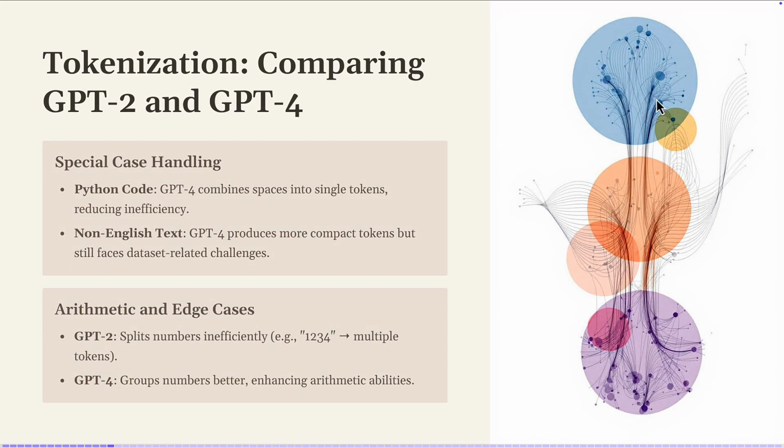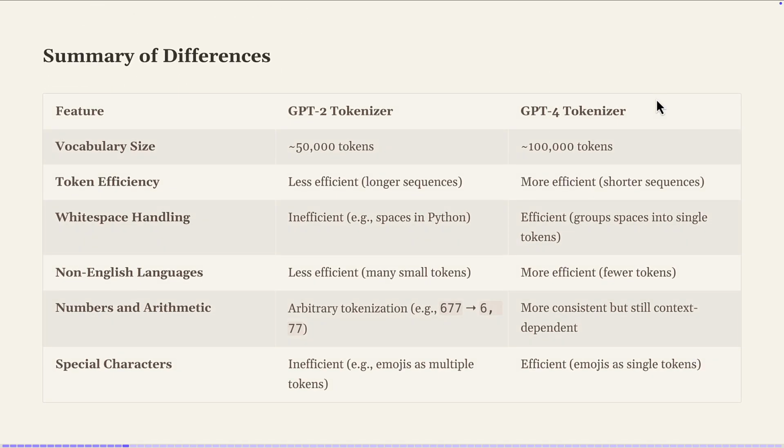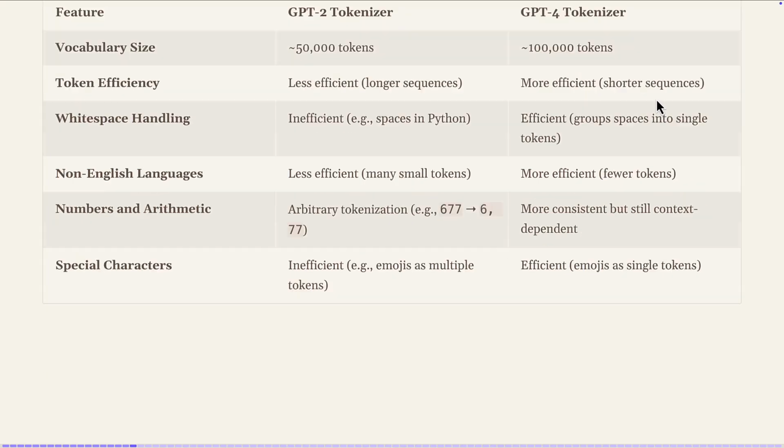So GPT-4 has better special case handling for Python coding, combining spaces into single tokens, which reduces inefficiency, and has better handling of non-English text as well. It produces more compact tokens, but still faces dataset related challenges. And this is a summary table that will summarize all the different findings that we've talked about.